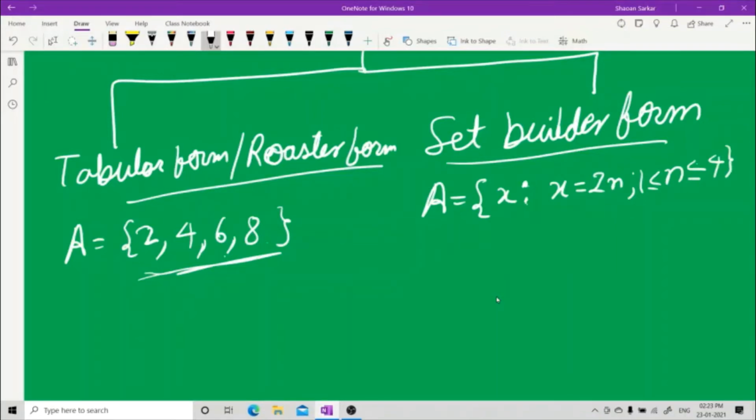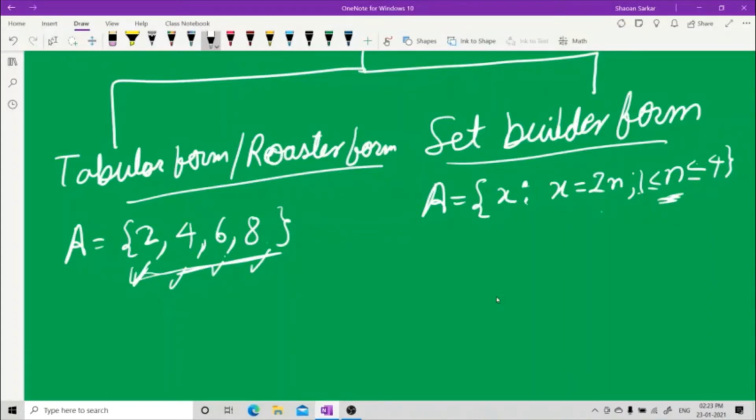तो देखो, जब n 1 है तो you will get 2, when n is 2 you will get 4, जब n is 3 you will get 6, when n is 4 you will get 8. So this is the set builder form, this is the roster form.